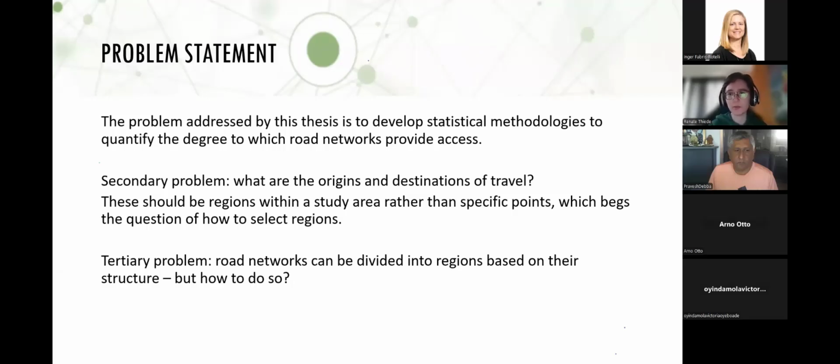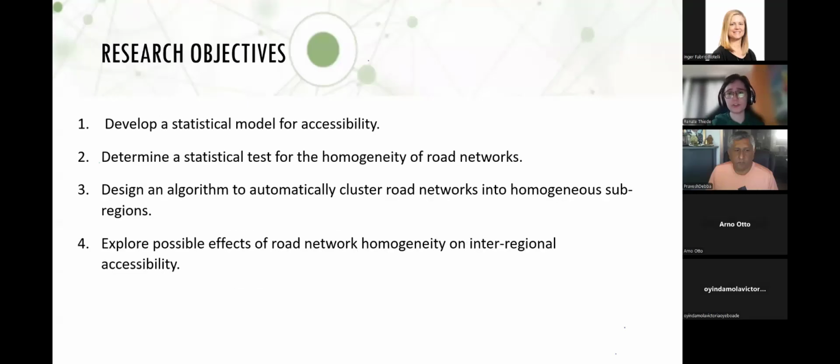And because it's impossible to calculate the level of access between every single point on the map and every single other point, I looked at regions. And then, of course, that becomes, okay, how do we select regions? And in my mind, wanting to select regions based on the road network and the road network structure would give a very interesting way of obtaining regions. But then the question becomes how to do so. So these two secondary and tertiary problems sort of came out of the main problem, and they were all addressed in the PhD. So I had 4 research objectives.